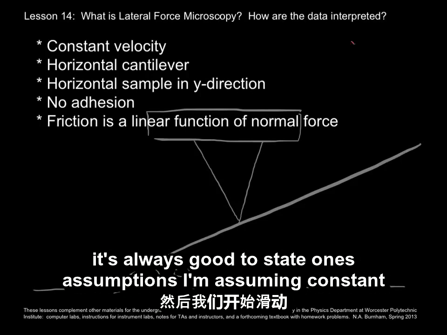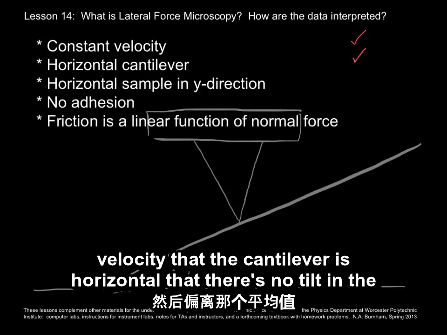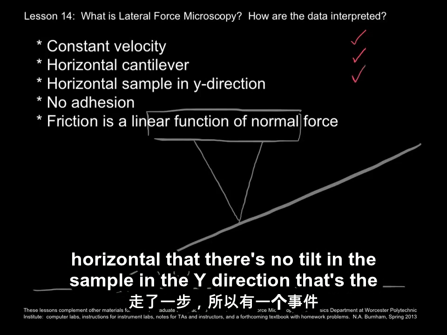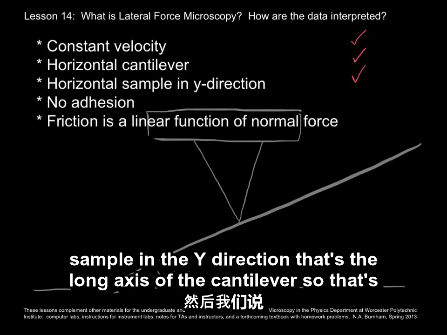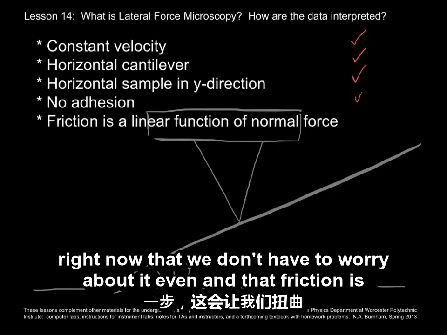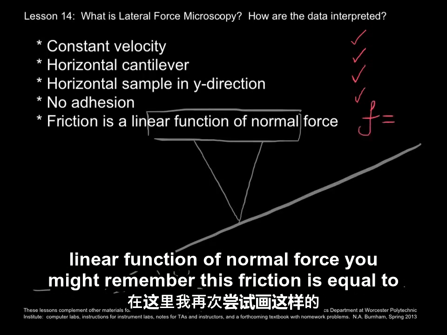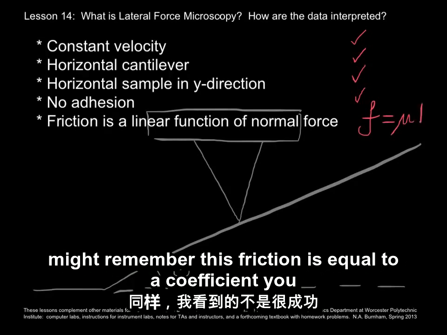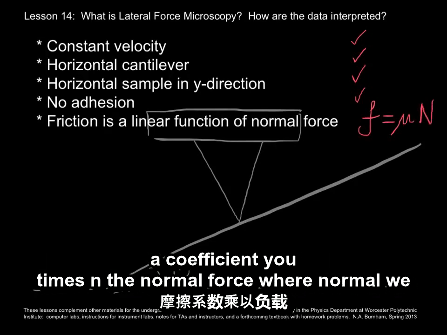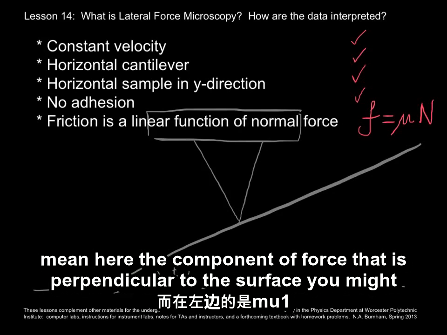I'm assuming constant velocity, that the cantilever is horizontal, that there's no tilt in the sample in the y direction, that's the long axis of the cantilever, so that's the direction going into the screen right now, that we don't have to worry about adhesion, and that friction is a linear function of normal force. You might remember this. Friction is equal to a coefficient mu times N, the normal force, where by normal we mean here the component of force that is perpendicular to the surface.